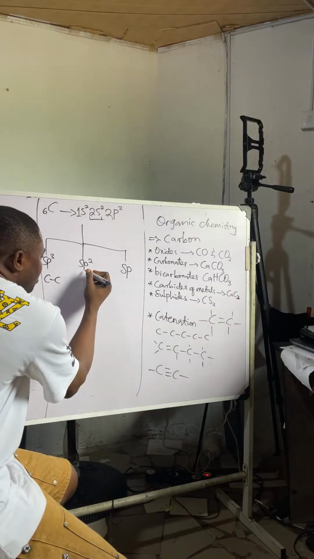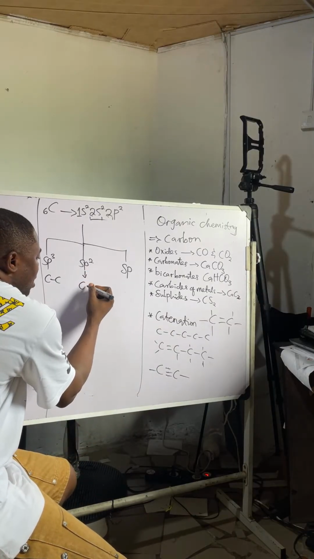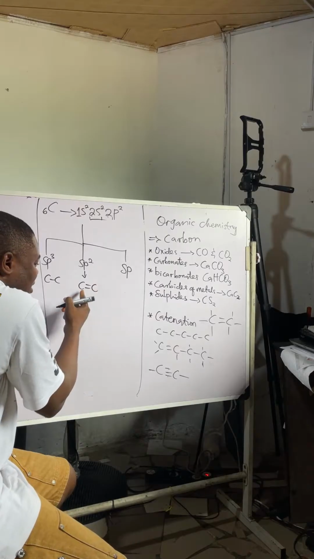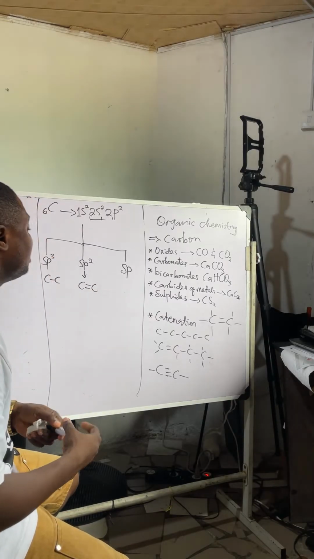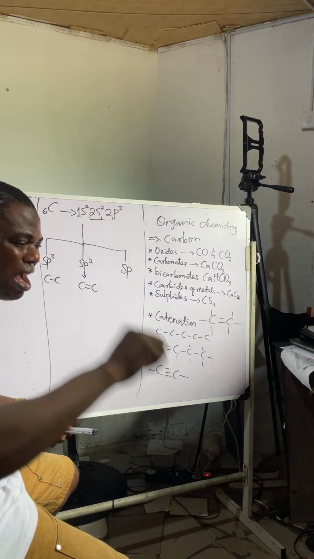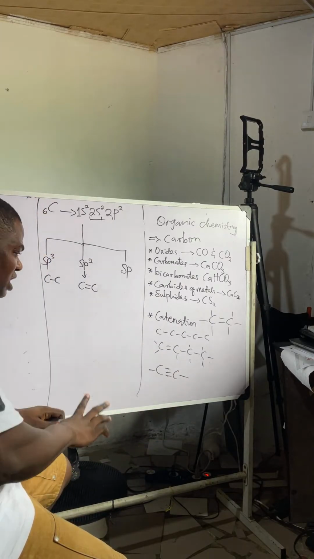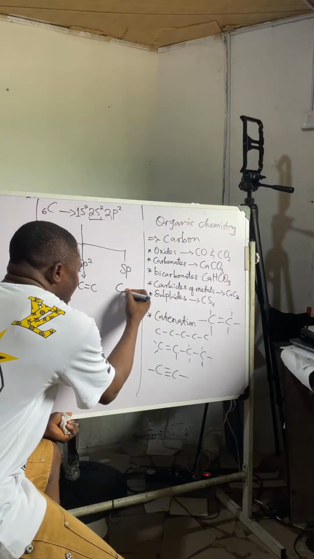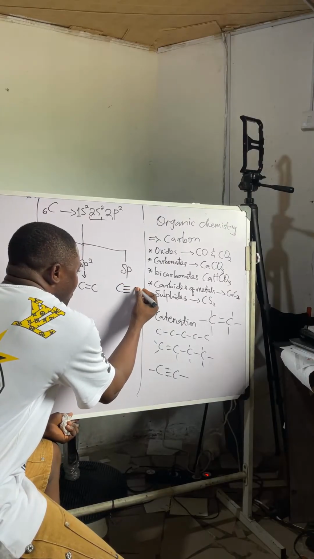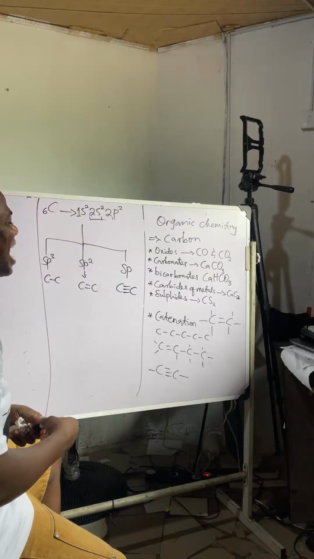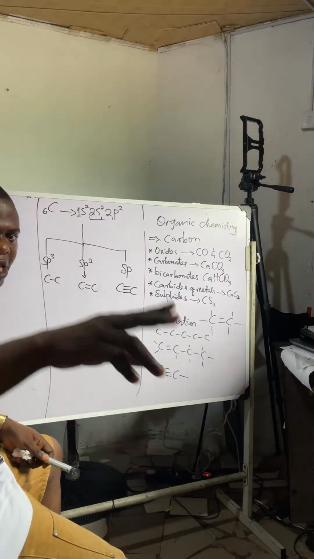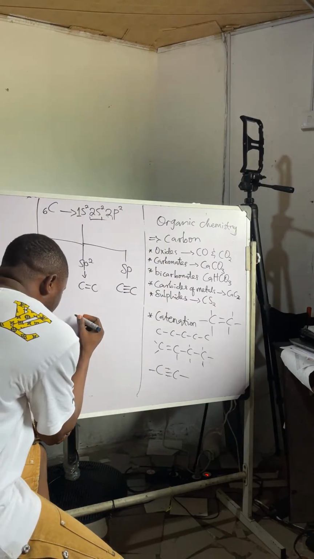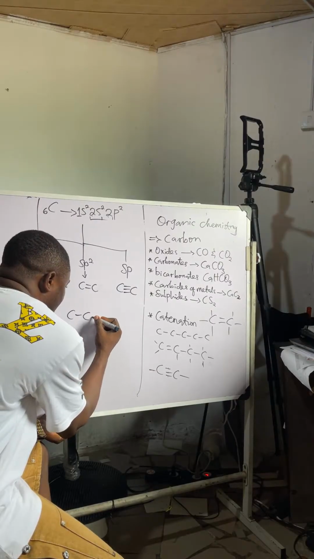Anytime you see a carbon-carbon double bond, it is sp2 hybridized. Know this. The same thing, every carbon-carbon triple bond is sp hybridized. Now, tell me how someone will give you this. I want someone to drop the answer in the comment section.